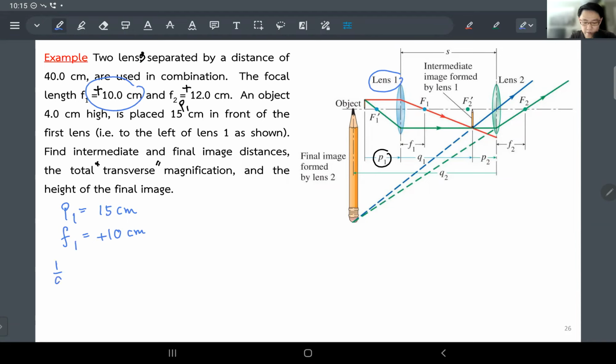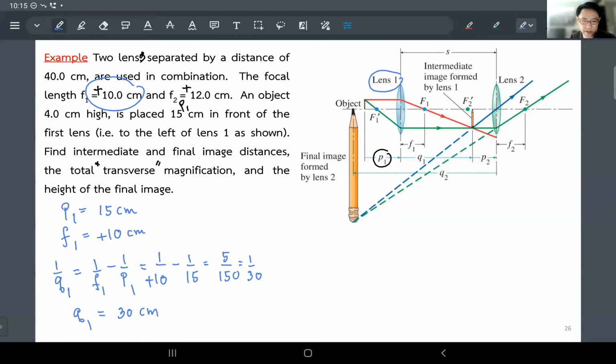So you do 1 over Q1, that's your image distance from the first lens, is going to be 1 over F1 minus 1 over P1. And then it's going to be 1 over 10, which is positive, minus 1 over 15. And I'll work out the number a little bit. It's going to be 5 over 150. Is that right? So it's going to be 1 over 30. So your Q1 is 30 centimeters. That's it, guys. Okay, is my math correct? I hope so.